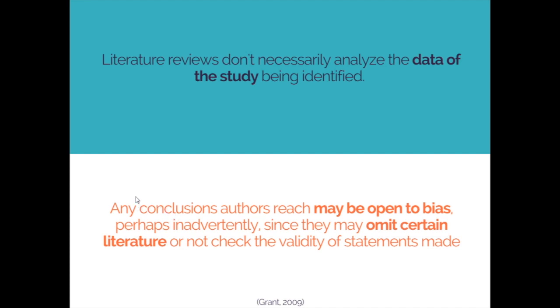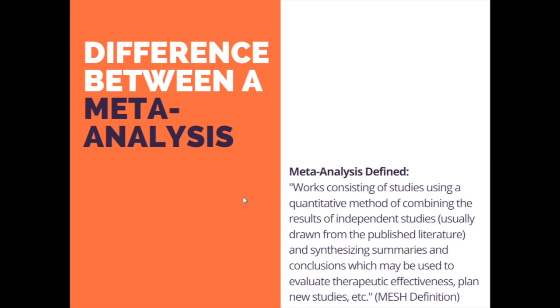And because systematic reviews look to include all relevant studies, any conclusions made by the authors of a literature review may be open to bias. It may be inadvertent, but since they may omit certain literature and not check the quality or validity of the statements being made in the specific studies, that's where there might be some sort of bias in the literature review. Now, the other very popular review type that's often confused with the systematic review is meta-analysis.